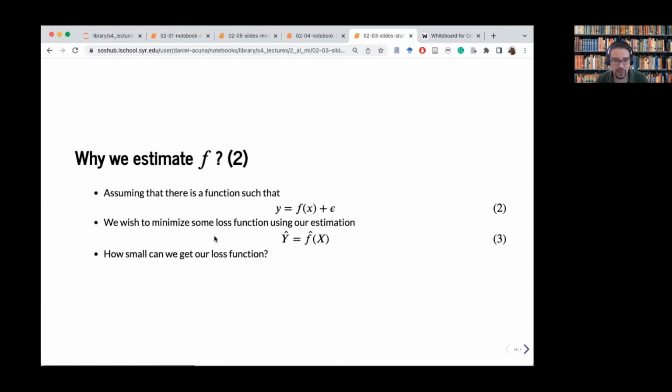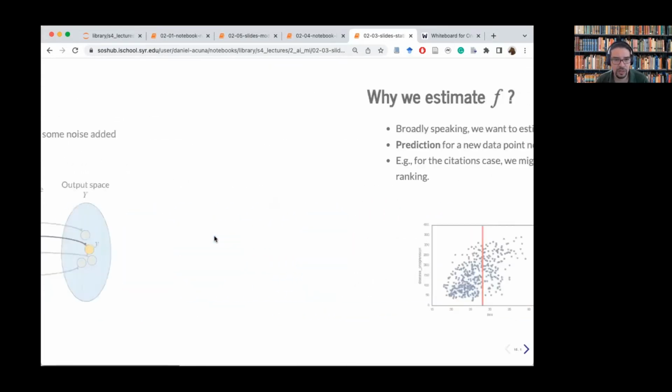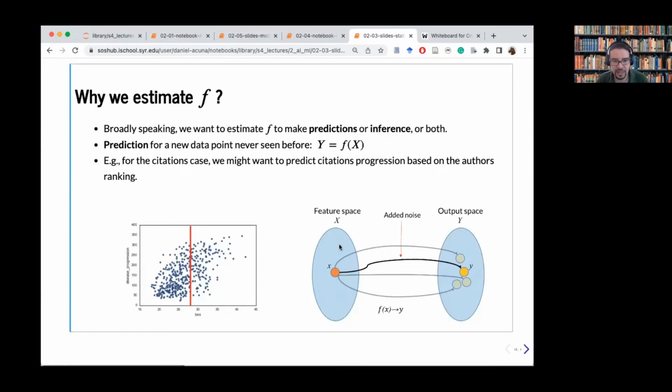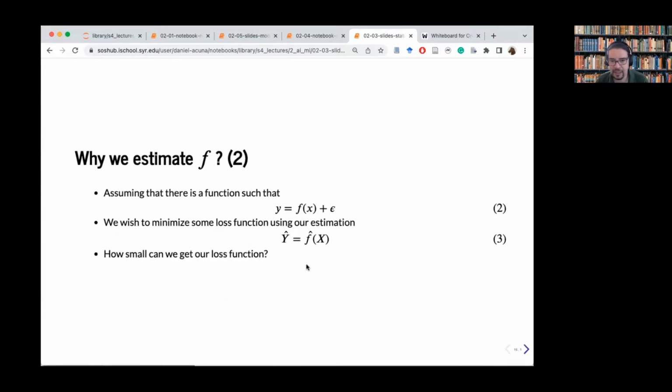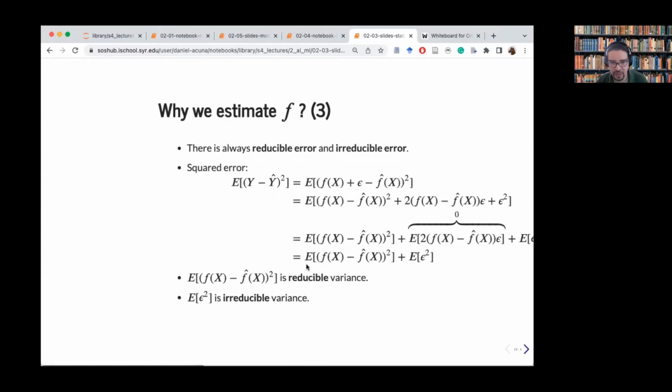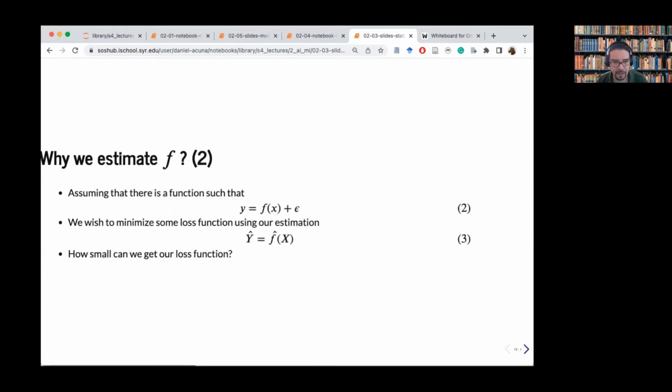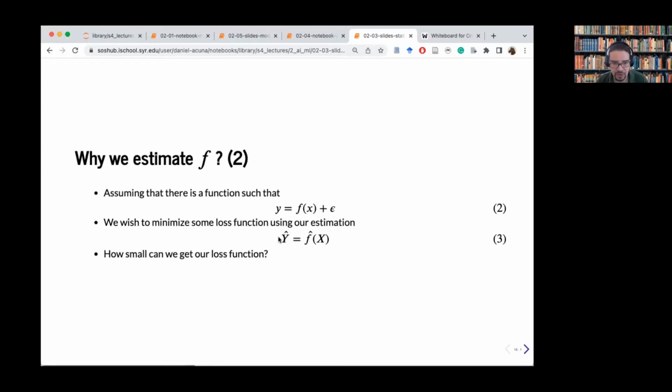Okay, so first we want to do two things. We want to first estimate f, and we want to estimate this function because we want to make predictions, or inferences, or both. We want to understand what's happening. So how do we estimate f? In statistical learning, we make an assumption about the model. We're going to estimate the outcome based on an estimated relationship between the features that we're measuring. But we know that we will be making mistakes because there is some error.